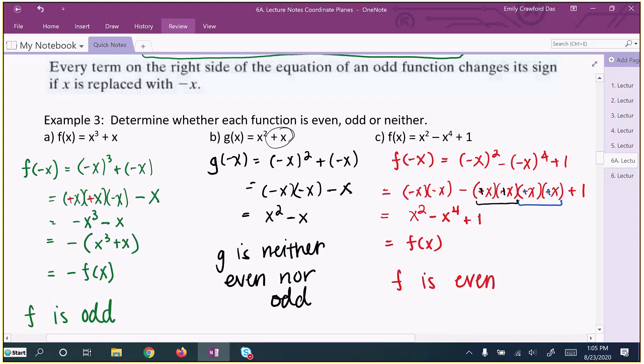So now we've seen one example of an even function, and the way we checked was we plugged in minus x, and what we got back was the original function. We also have seen one example of an odd function. We plugged in minus x, and what we got was minus f of x. And we've also seen an example that's neither even nor odd, because when we plugged in minus x, we got something different.